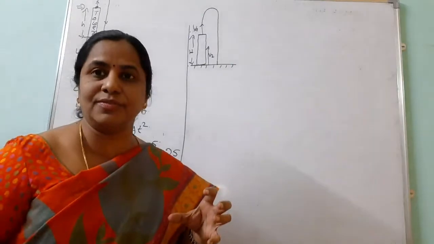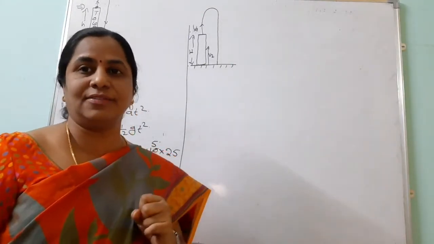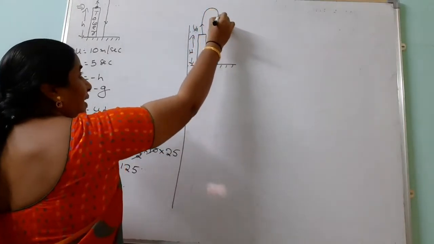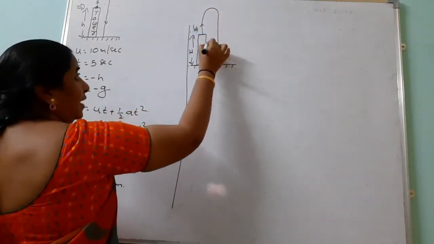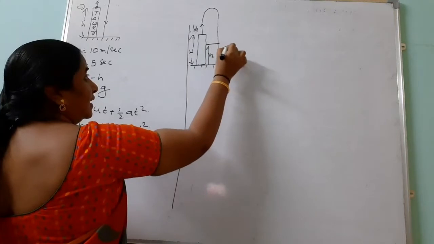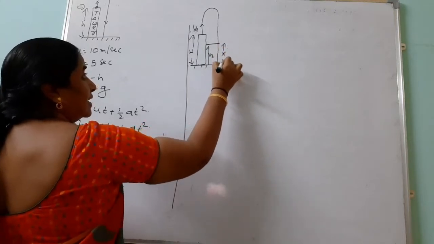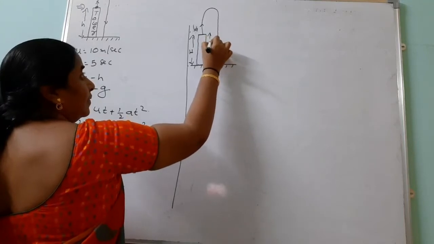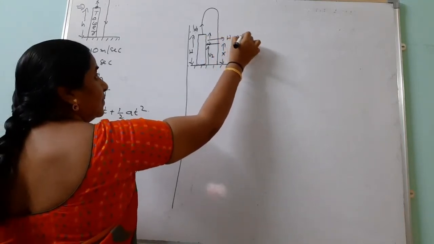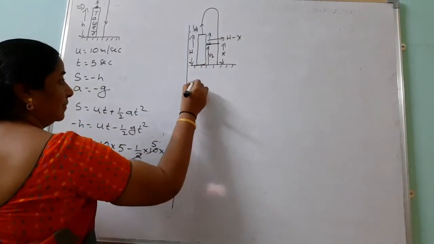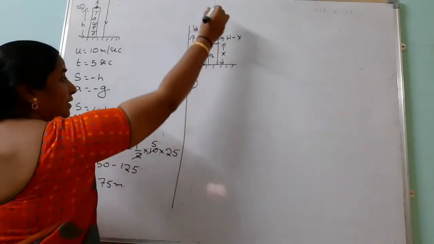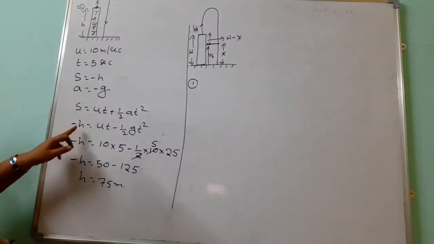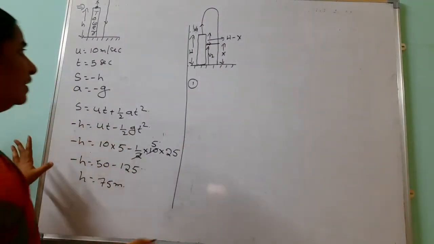When both the stones will meet, how do we find this? Look here, suppose this stone goes up, later it comes down, and both will meet here. We can consider this distance as x, so the total is h, which means this part is h minus x. First case, you are projecting the stone from the top of the tower, so we can take this expression: h equals half g t square minus ut.